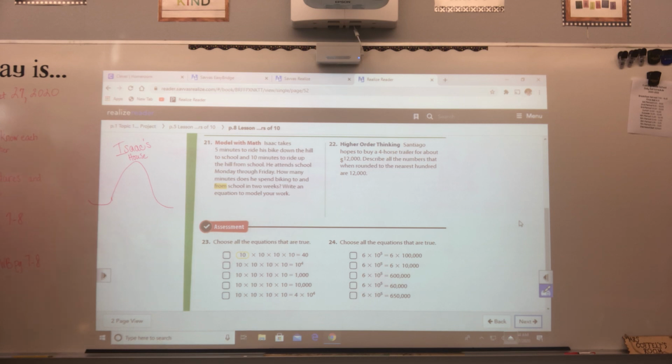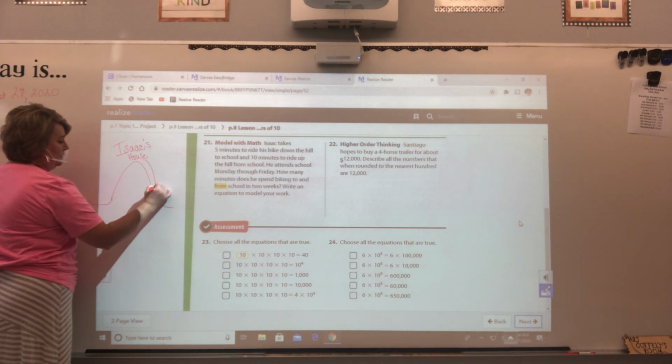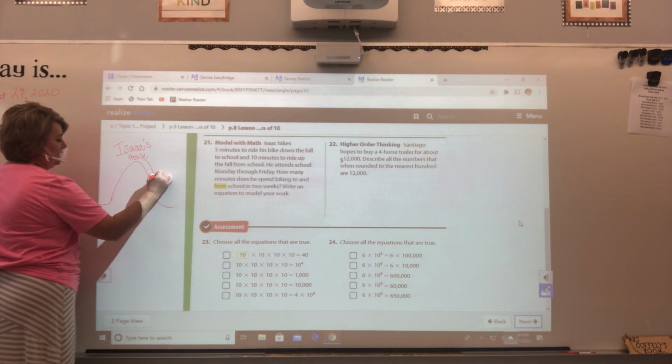And how long, Hope, does it say that he has to go down the hill? That it takes him to ride down the hill? It's on your paper too. You have it right in front of you. The very first sentence. 5 minutes. So to go down the hill, it takes 5 minutes.